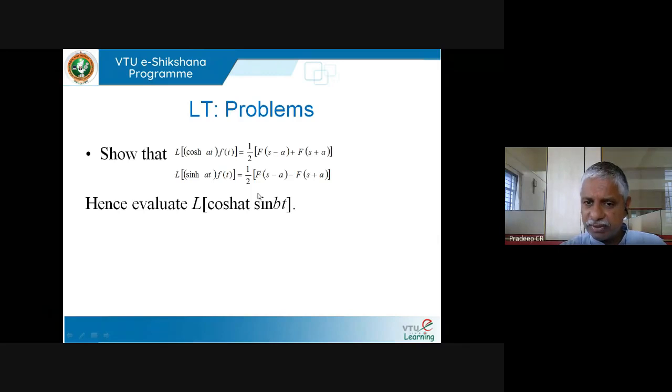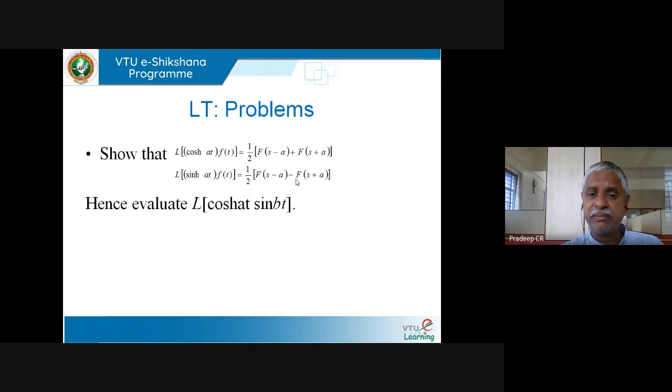So let me start with this. Let me first find the Laplace. So what is this? This says when I multiply a function by hyperbolic sine or cosine, then I can find the Laplace transform very easily. That's what this statement says. If I know Laplace of f, I know Laplace of hyperbolic cosine into f, or I know Laplace of hyperbolic sine into f. I have to just follow this formula. Very interesting to remember this formula. You can very easily derive this formula. So let me show you how to do that.